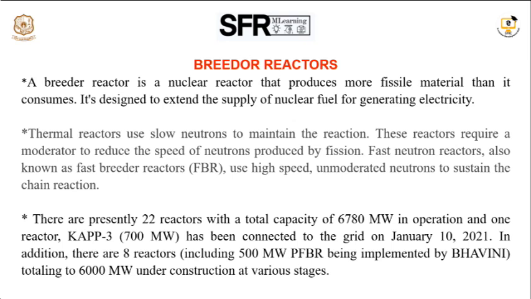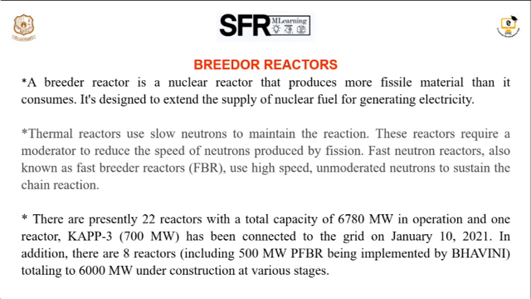Then what is the difference between thermal reactor and breeder reactor? Thermal reactors use slow neutrons to maintain the reaction. These reactors require a moderator to reduce the speed of neutrons produced by fission. Fast neutron reactors, also known as fast breeder reactors (FBR), use high speed unmoderated neutrons to sustain the chain reaction. So, this is the main difference between thermal reactor and breeder reactor.